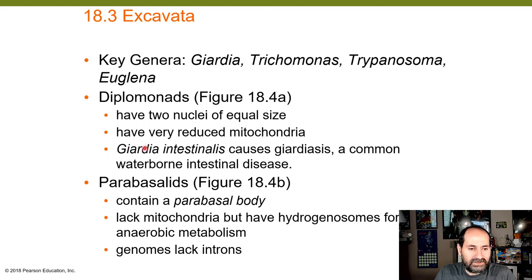And the two I really want you to know about are the Giardia intestinalis, which causes giardiasis, a common waterborne intestinal disease, and the Parabasalids. These contain a parabasal body, lack mitochondria, but instead have a hydrogenosome for anaerobic metabolism. A hydrogenosome, by the way, is an organelle that uses protons as the terminal electron acceptor, uses protons to pick up electrons as an electron sink for metabolism.